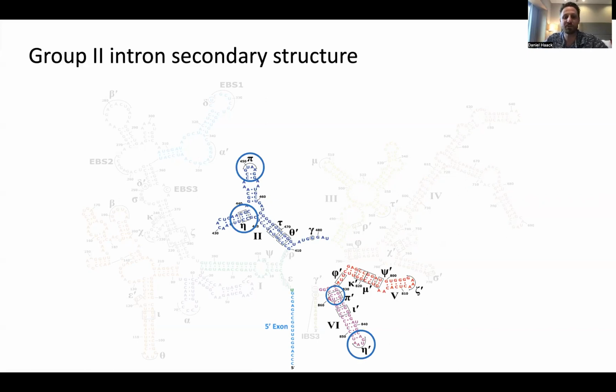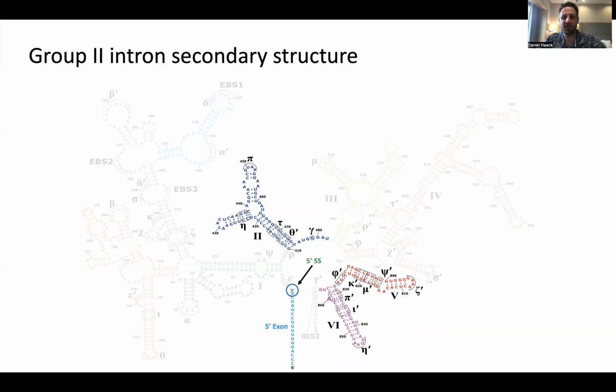by 2 tetraloop receptor interactions called pi prime and eta prime between domains 2 in blue and 6 in magenta. Domain 5, shown in red, forms the catalytic core of the intron and contains both the conserved AGC triad and 2 nucleotide bulge, which come together in 3-dimensional space to form the active site that is responsible for binding the 2 catalytic metal ions. Domain 6 in magenta is homologous to the branch helix in the spliceosome and harbors the conserved bulged adenosine nucleophile used during splicing.